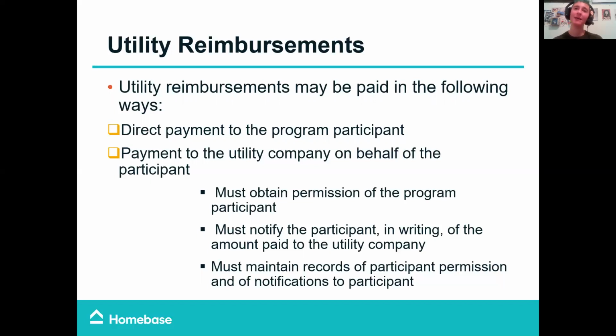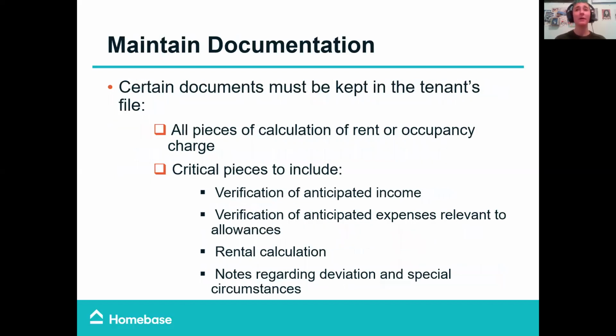And then next slide, finally, make sure that you document all pieces of this calculation and keep it in the client file. It has to be in the client file, and you have to include both the tool that you use to calculate the rent payment and those pieces of documentation, the verification of information. So that is my whirlwind overview of client rent calculation.